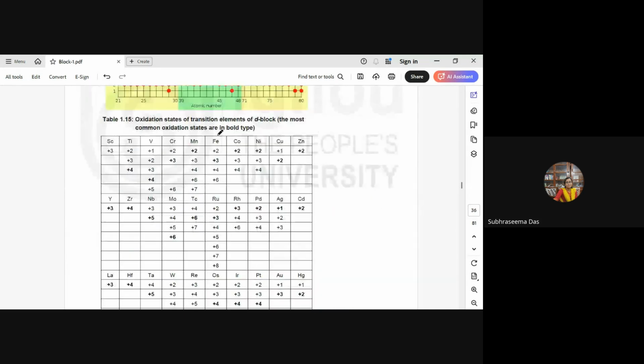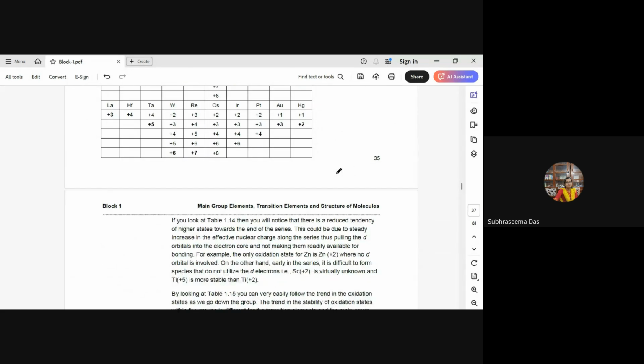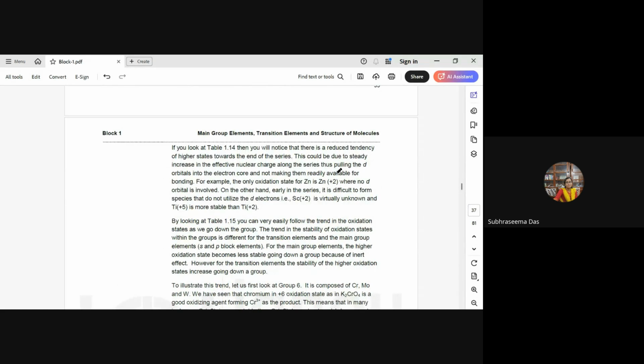But here, from manganese onwards, we see the number of variable oxidation states decreases. So why does it follow this trend? This could be due to the steady increase in the effective nuclear charge along the series, thus pulling the d orbitals into the electron core and not making them available for bonding.